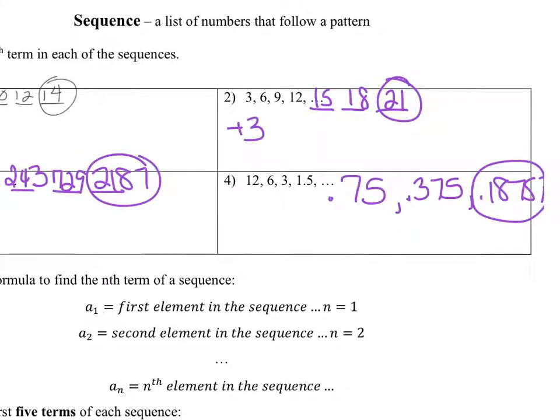And here you divided by 2 to get to the next term, and that allowed you to find the seventh term to be 0.1875.